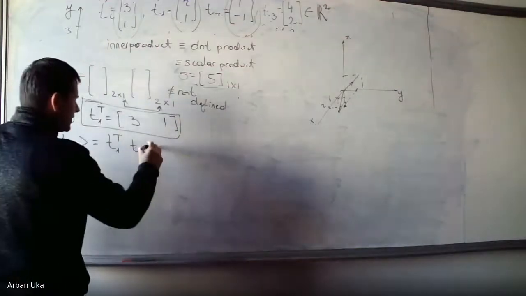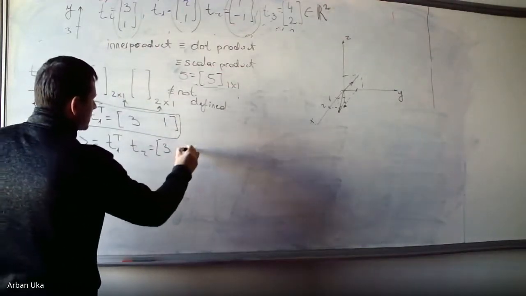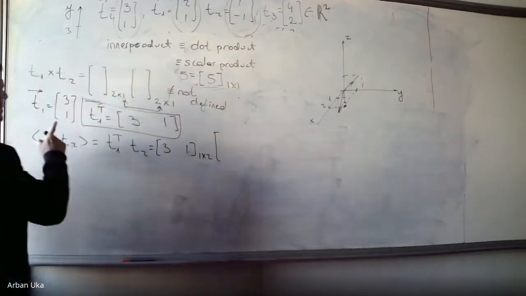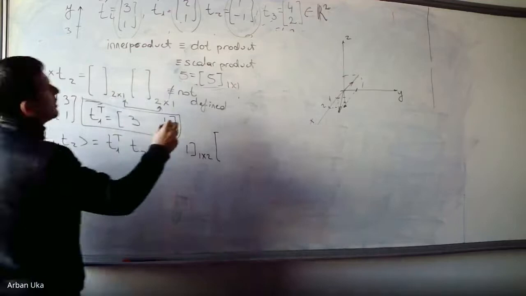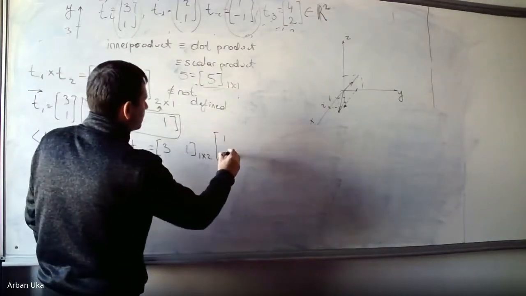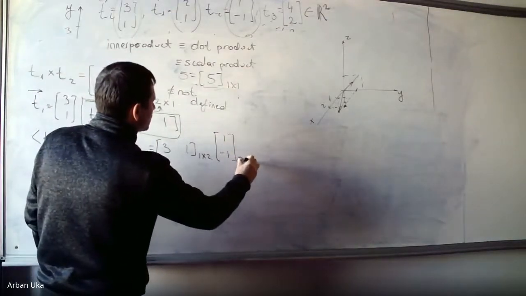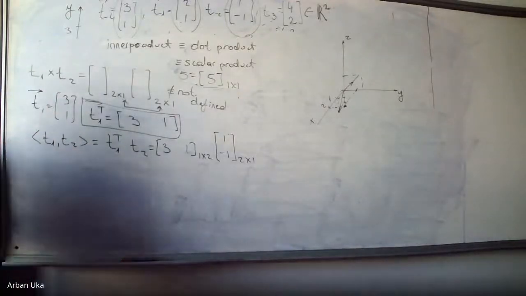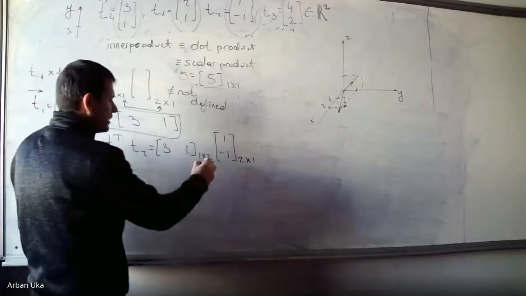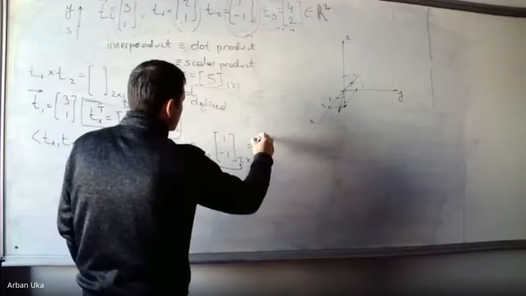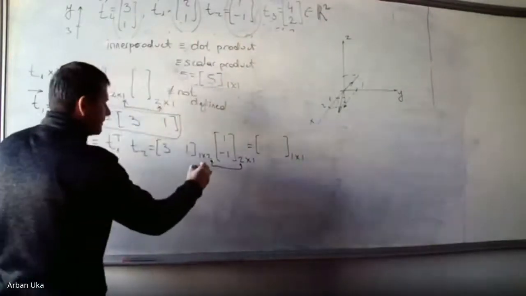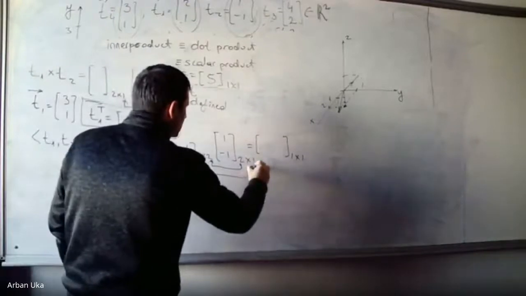This is defined because T1 transpose, it is 3, 1, which is 1 by 2. We multiply this with the T2, which is 1, minus 1. 1, minus 1 has dimensions of 2 by 1. And what should be the size of the matrix if we multiply these two? 1 times 1. 1, 1. That's correct.